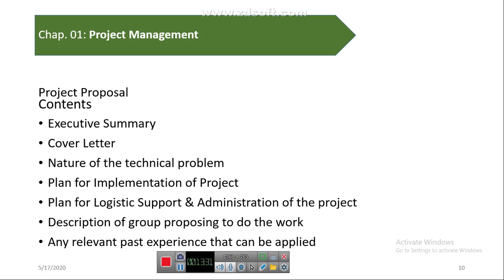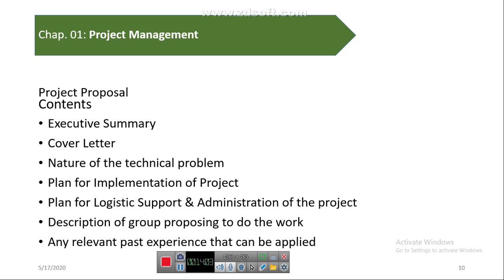The executive summary of your proposal, the cover letter, the nature of the technical problem that you are making a proposal for, and the plan for implementation of the project. You will make the entire plan to receive a project. Then you will write how you will implement the project. Plan for logistic support and administration of the project, the tools and equipment which are needed.